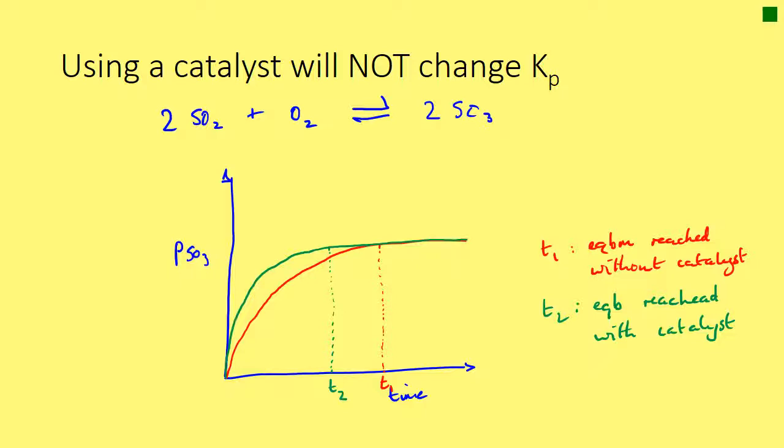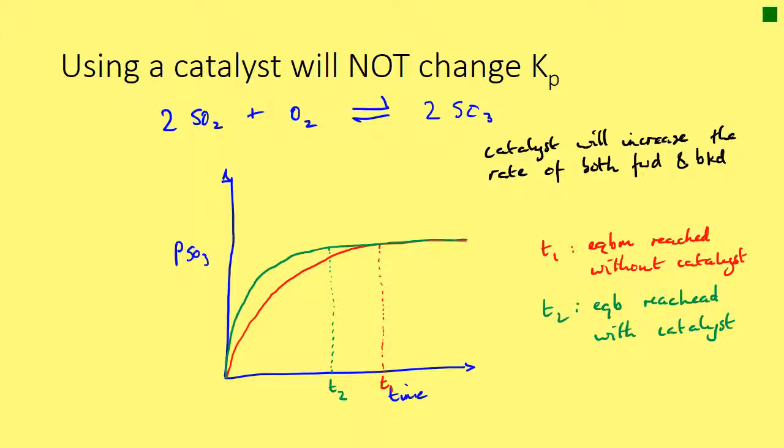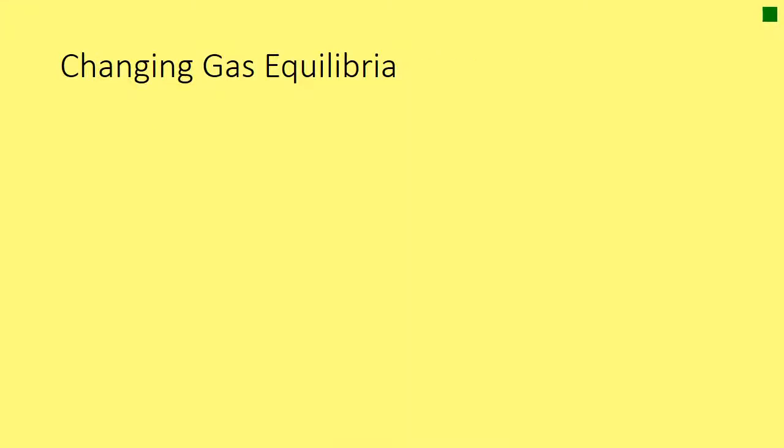And that's because a catalyst will, let's write it down in fact. So the catalyst will increase the rate of both forward and backward reactions equally. So that means that the same equilibrium position is reached, but it's reached quicker. And that completes the video lesson on changing gas equilibria.